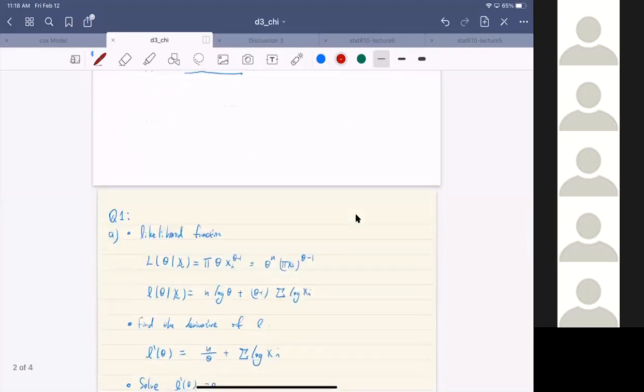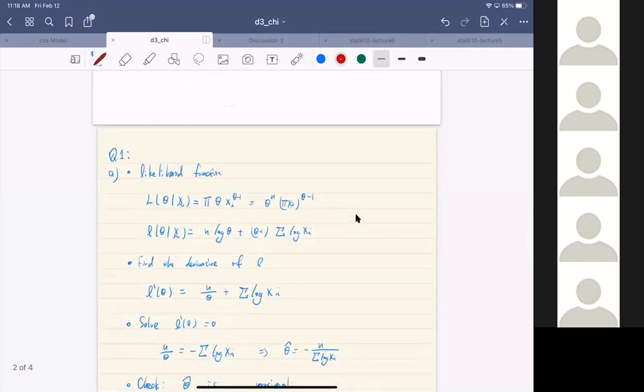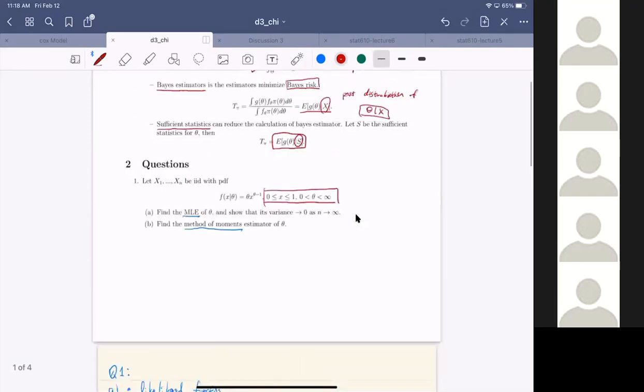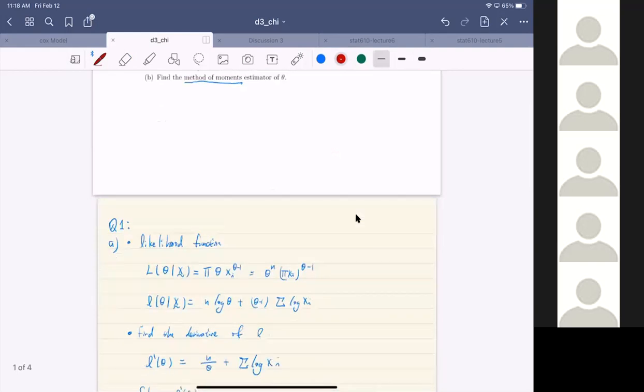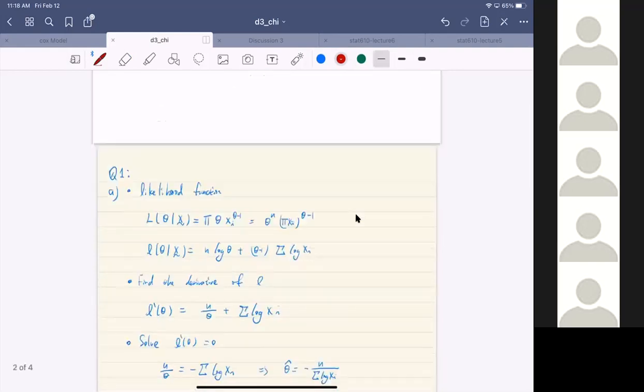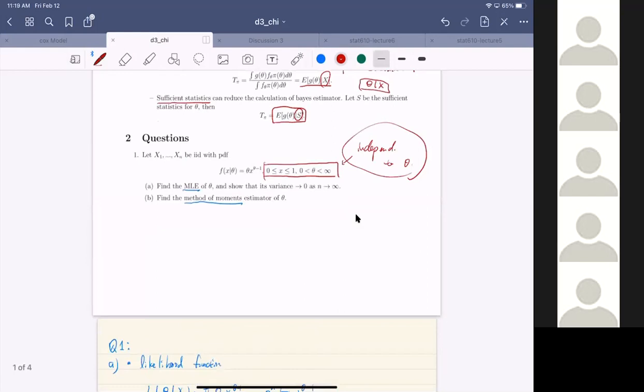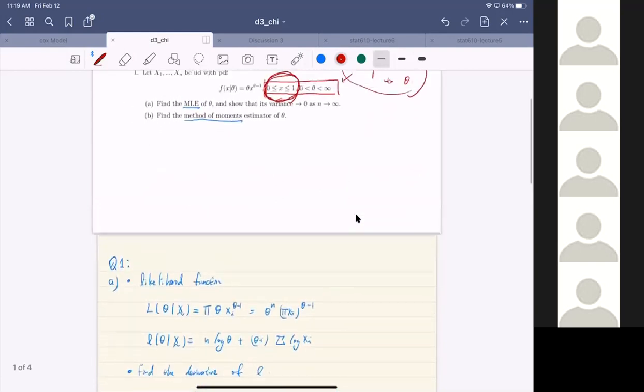The reason I didn't put the indicator function here is because the domain is independent of theta. So this is independent of theta. And we can assume that the domain is just 0 to 1. So the indicator can always be 1.